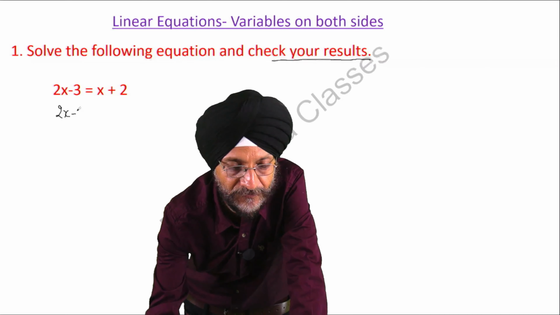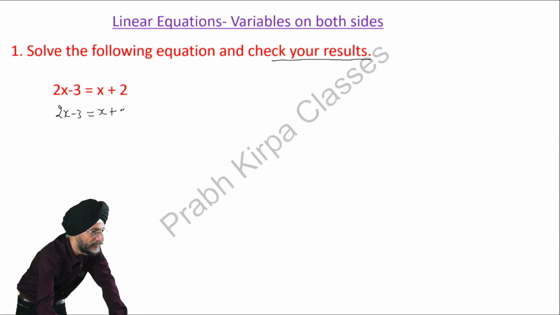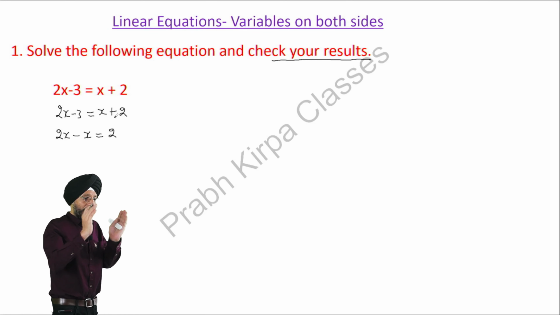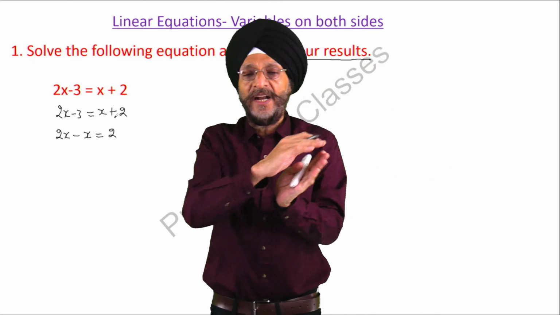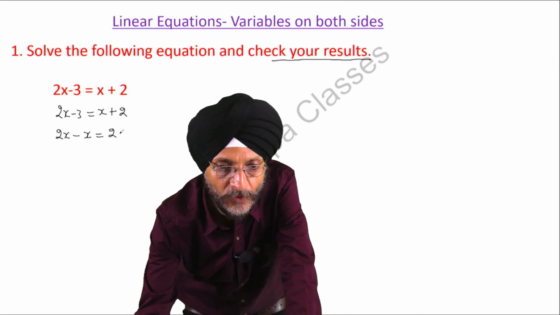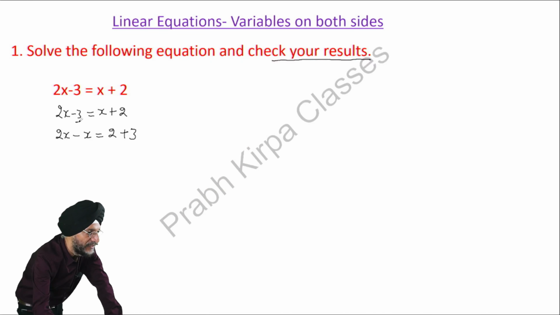First we will write the same equation which has been given to us. Then we will take the variable on one side, 2x. From here x will go to this side and it will become negative. Here 2 will remain as it is, and from here minus 3 will go to the other side. That is, the numbers which have the variable are taken to one side and the numbers which are without the variable are taken to the other side, that is the right hand side. 2 minus 2 plus 3, because it was negative, and when it comes to the right hand side it becomes positive. So 2x minus x is equal to 5. So this is the first part, that is, the equation has been solved.